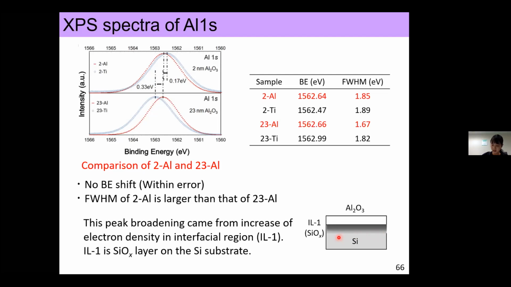IL1 is oxide silicon SiOx layer on the silicon substrate. Why did oxide silicon layer show higher electron density? I will explain in the next slide.